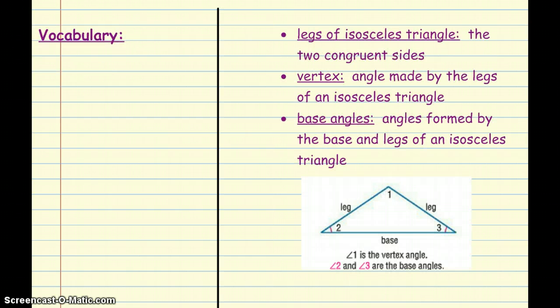We have the legs of an isosceles triangle, and those are the two congruent sides. In this case, leg 1 and leg 2 are congruent. The vertex is the angle made by those legs, so in this case, angle 1 is our vertex. And then the base angles are the ones that aren't the vertex, but they're the ones made up of the legs and the base side of that isosceles triangle.